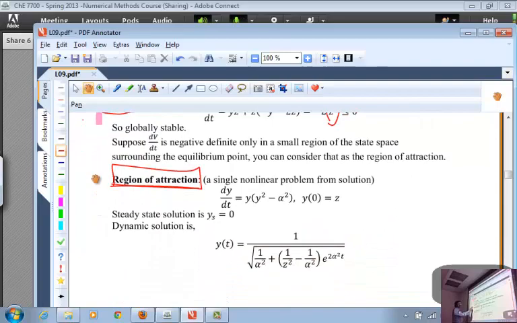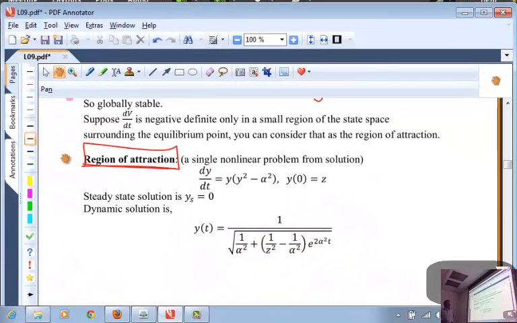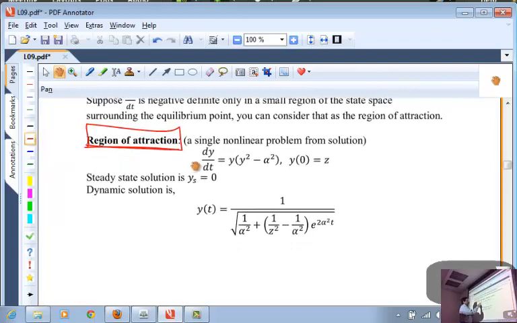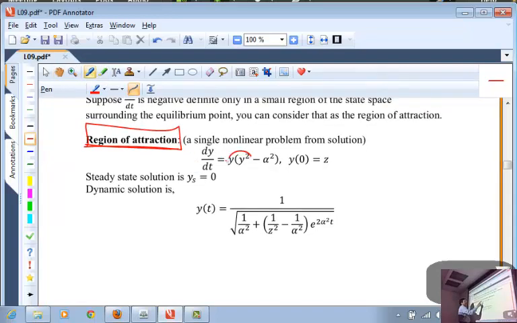So here is an example, again taken from the book by Drazin, an excellent book, Nonlinear Analysis, a simple book. Here he has a nonlinear equation. You can see that it is a cubic equation with some initial condition. The initial condition itself is parameterized: y0 is some value z.